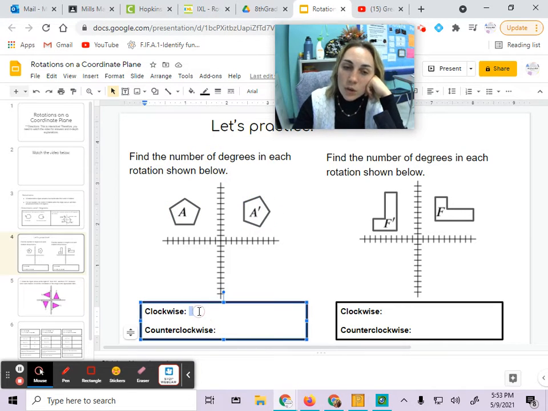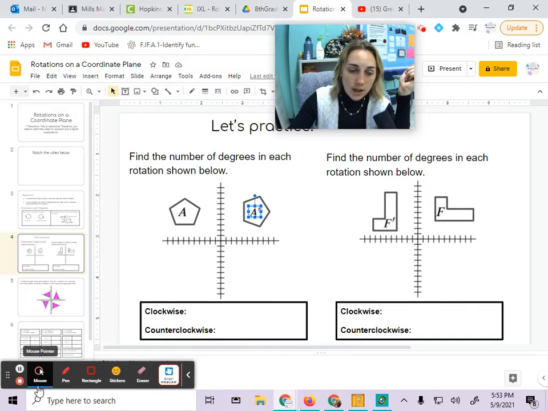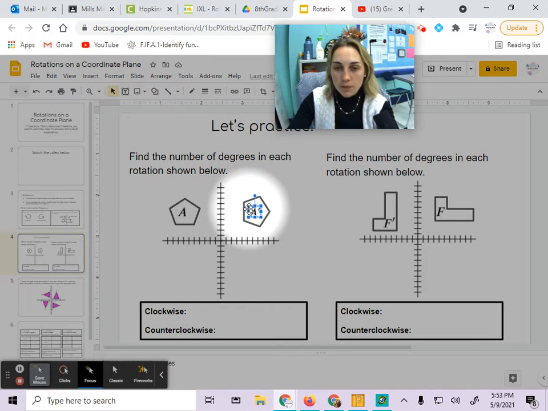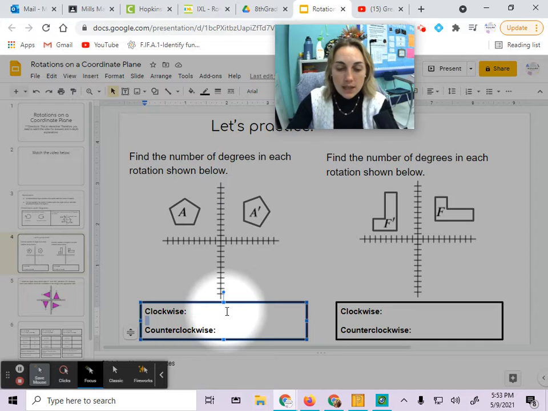All right, so we need to talk about how many degrees each rotation was. The first one's clockwise. So from here to here, remember clockwise is moving in this direction. So we moved from here to here. How many degrees did we move? Well, we moved from this quadrant, we just moved one quadrant over. Remember, one quadrant over is just going to be 90 degrees.